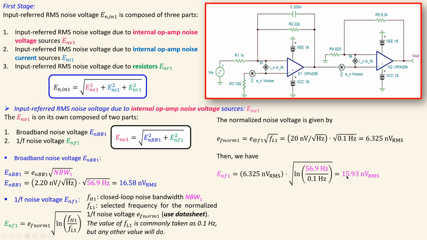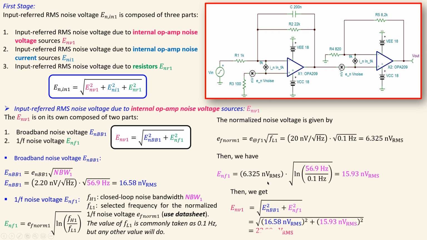Now I combine these two values in this formula, and I get the total effective value due to that internal op-amp noise voltage of the first stage. That gives the following result. You can see it is approximately 23 nanovolts RMS. That's for the first stage, only considering this noise source.